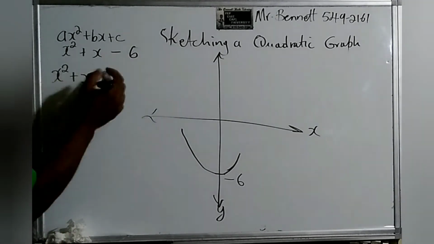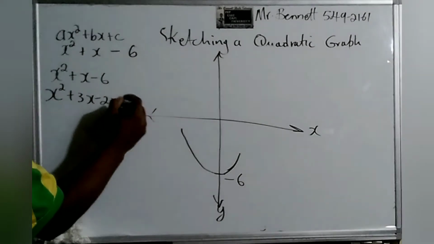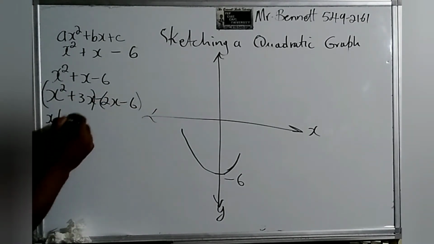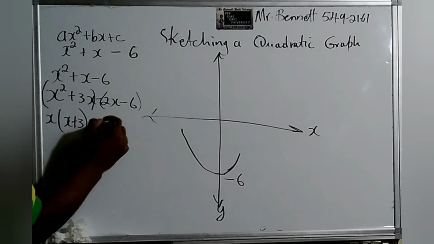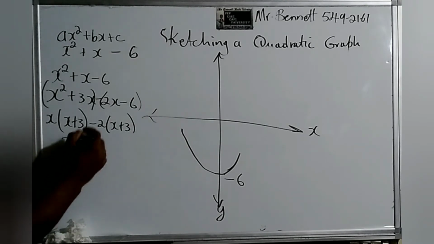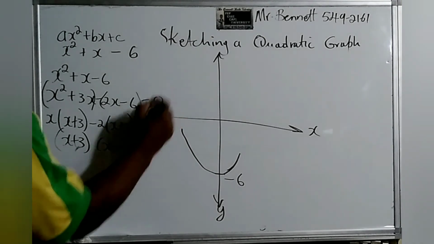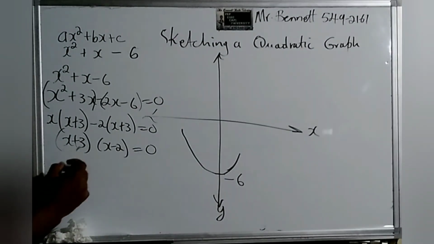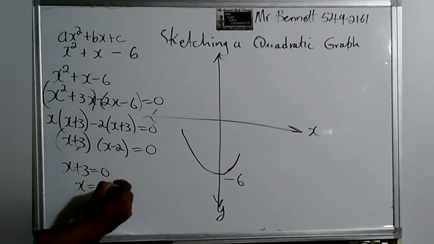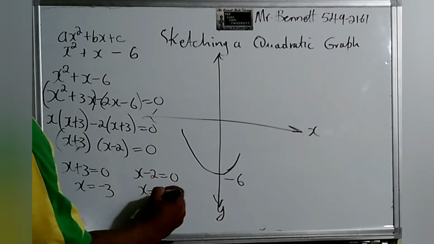Now the factors would be 3 and 2. If you don't know factorization, guys, definitely go on my channel and check that out. x is common, so x plus 3 and x minus 2 are the solutions. So when x plus 3 is equal to 0, x is equal to negative 3. And when x minus 2 is equal to 0, x is equal to positive 2.